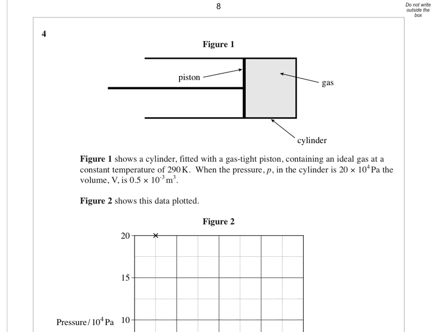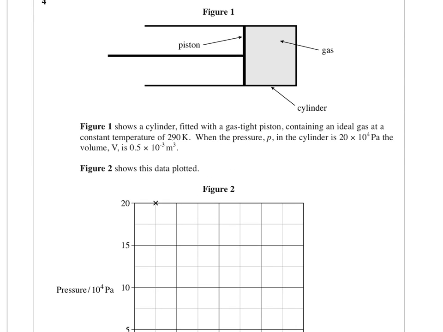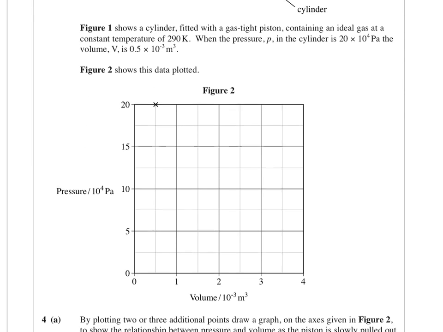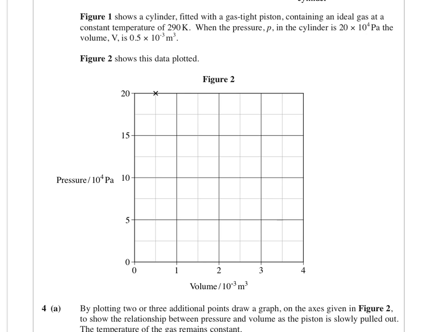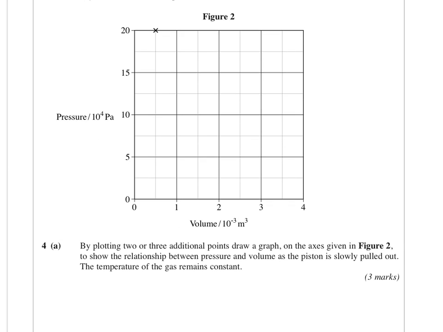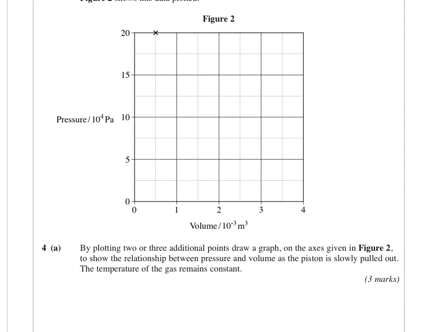Alright, so let's move on to some thermal physics. Always good fun. So we've got a cylinder with a gas-tight piston, and it contains an ideal gas at this temperature, and we've got a pressure, and we've got a volume, and we've got some data there. By plotting 2 or 3 additional points, draw a graph on the axes given to show the relationship between pressure and volume as the piston is slowly pulled out. Slowly changing means it can be isothermal, so constant temperature. So we know if temperature is constant, that PV is equal to a constant.